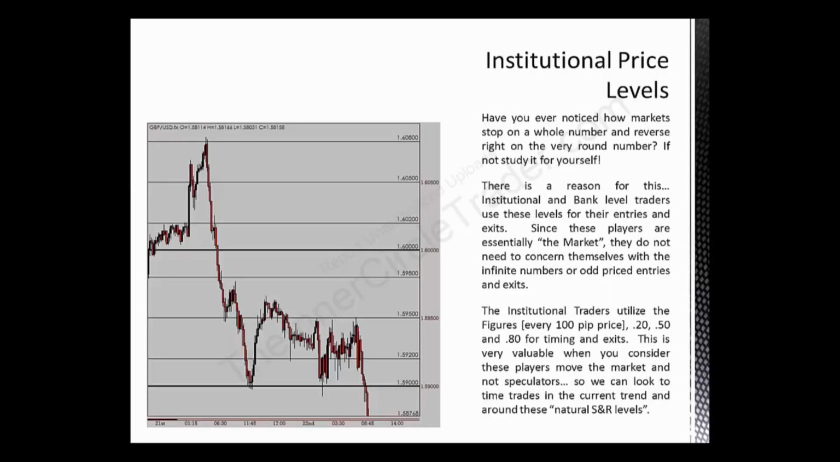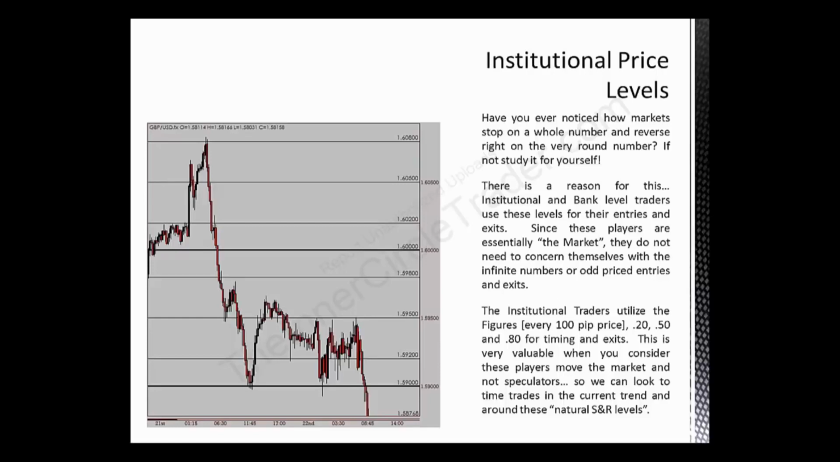Citibank is not having a trade out there at 159.17. That's not their order. That's not their block. Okay, they will have 159.20. They will have 159 evens. They will have 159.50.